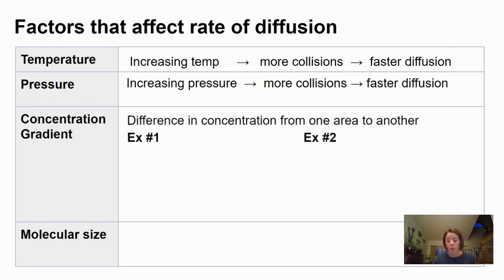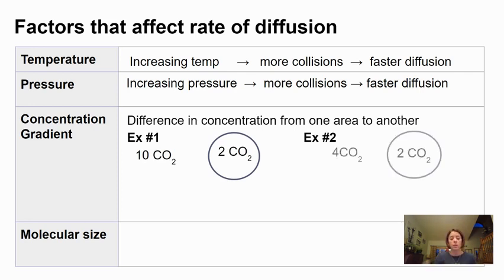Concentration gradient is also going to be a factor. All 3 of these first 3, so the top one and this one we're going to talk about now, are exactly the same as they are with an enzyme. So you can see the difference here between example number 1, with 10 carbon dioxide molecules on the outside and 2 on the inside, versus example number 2, where we have 4 on the outside and 2 on the inside of the cell. Which one's going to diffuse faster?